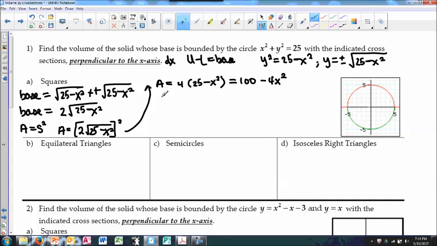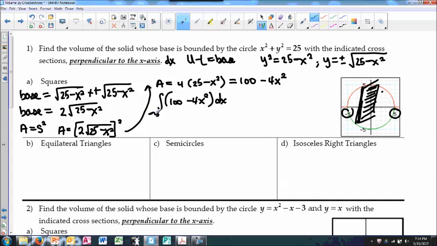So we integrate area to get volume. So I'm going to do the integration of 100 minus 4x squared in terms of x, so dx. And I'm going to go from negative 5 to positive 5. And each of my squares would come up perpendicular to the x-axis, would be three-dimensional, popping kind of out of the page of us here.